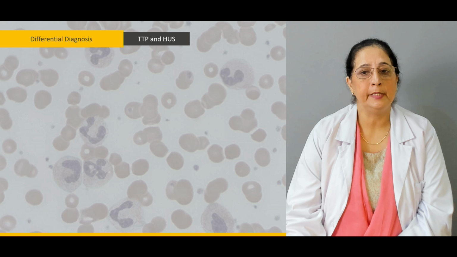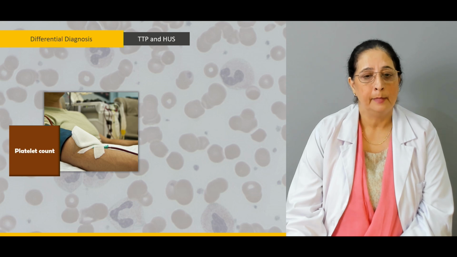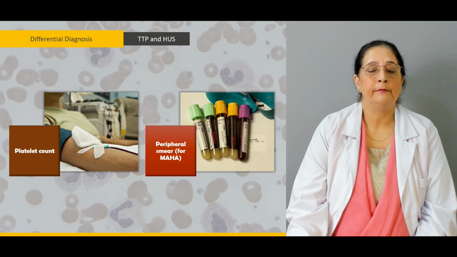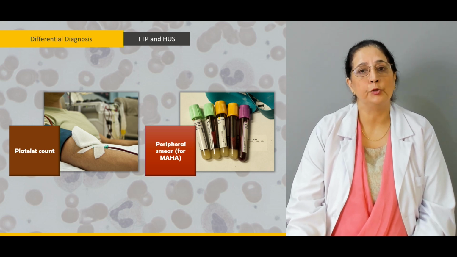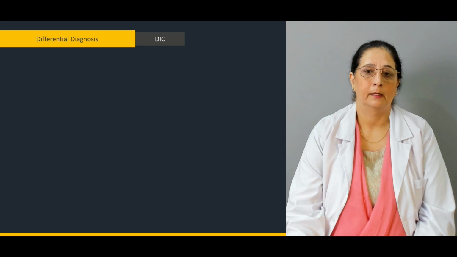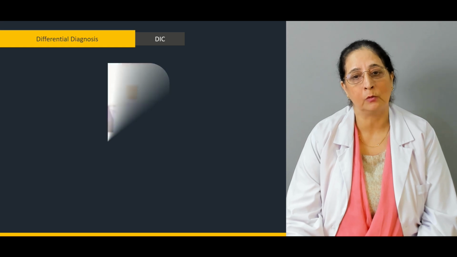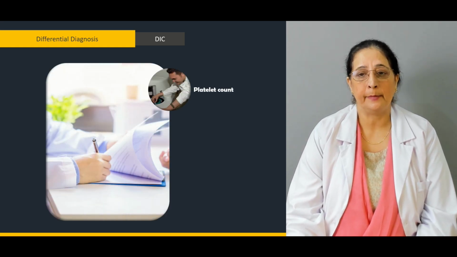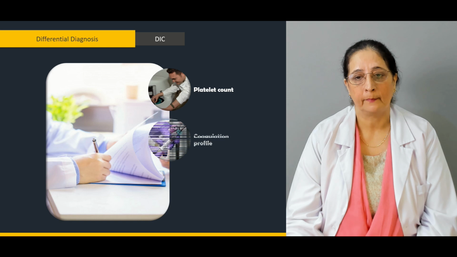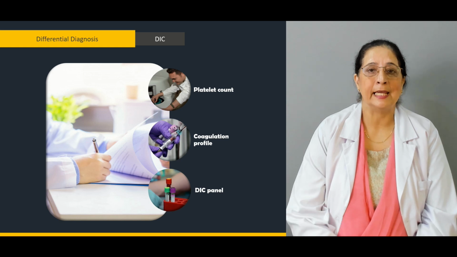Next, TTP and hemolytic uremic syndrome. How we can find these: platelet count, and by the peripheral smear, we can find out the thrombotic thrombocytopenic purpura and hemolytic uremic syndrome. Another differential diagnosis is disseminated intravascular coagulation. And this disseminated intravascular coagulation is diagnosed by platelet count, coagulation profile, and also DIC panel.